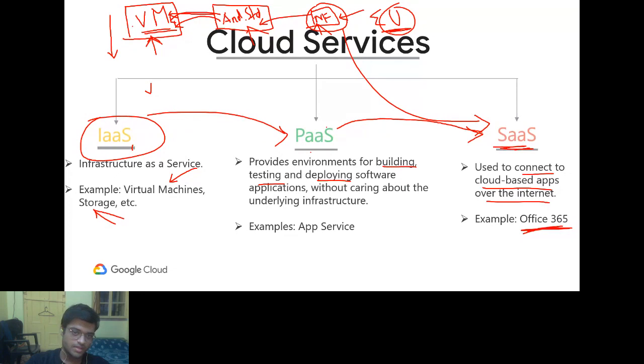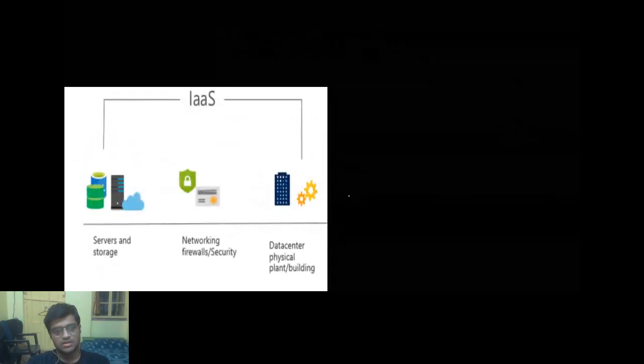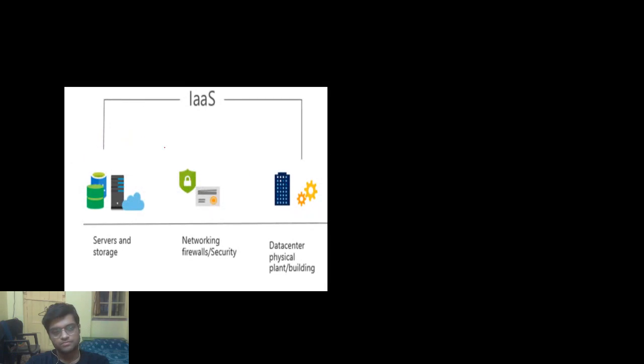Coming to PaaS, if I have PaaS as a service, that means somewhere the IaaS has already been taken care of. The machine has been built, the OS has been installed. All I need to care about is build, test, and deploy my software. And if my software has also been built with SaaS, it means I don't even have to care about how it is built. All I have to do is use the thing. So, like Office 365, you will just use. Right. So, let's see.